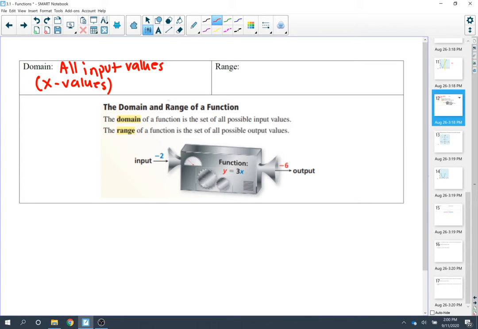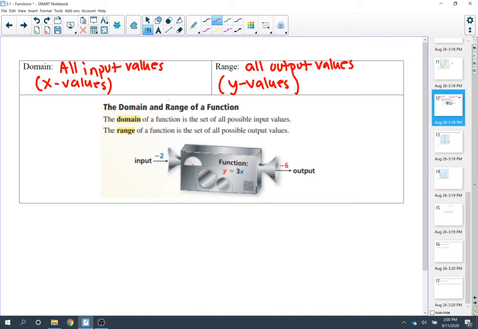Your range, on the other hand, is all your output values. And again, typically when we're talking graphically, you have an x and a y. So this is going to be all of your y values. We can take a look at our little picture down here. It says the domain of a function is the set of all possible input values.